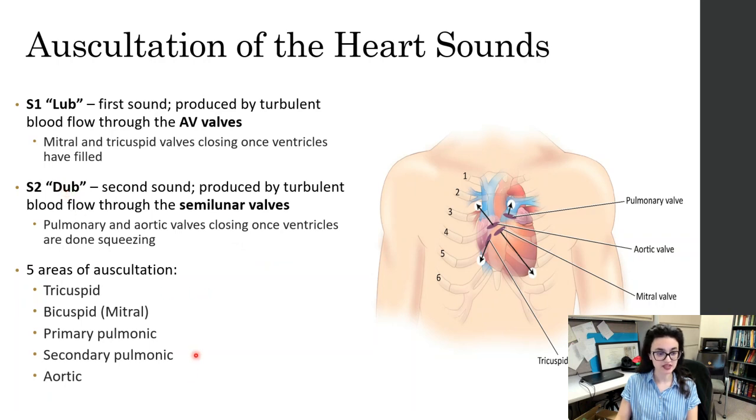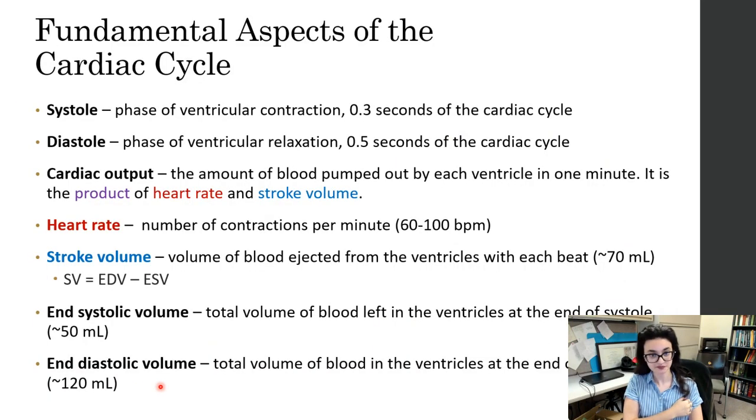All right, we'll do this in a lab. We'll have a few different places for you to listen around the heart. These are the 5 typical areas of auscultation: tricuspid, bicuspid or mitral, pulmonic, which has 2, a primary and a secondary, and then the aorta. We'll see all those in lab.